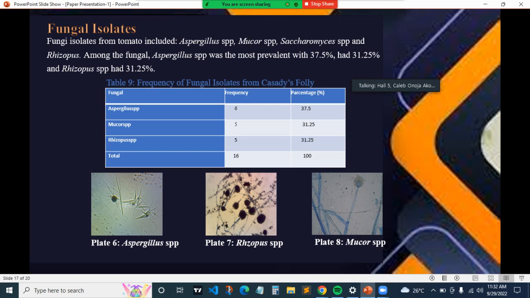And also from the fungi, we were able to isolate some fungi that were associated with the spoilage of tomato. We discovered that Aspergillus species, Mucor species, Saccharomyces, and Rhizopus were isolated. And the highest fungi is Aspergillus species. So these are the pictures of the fungi that were isolated. These pictures were taken with the help of a microscope.